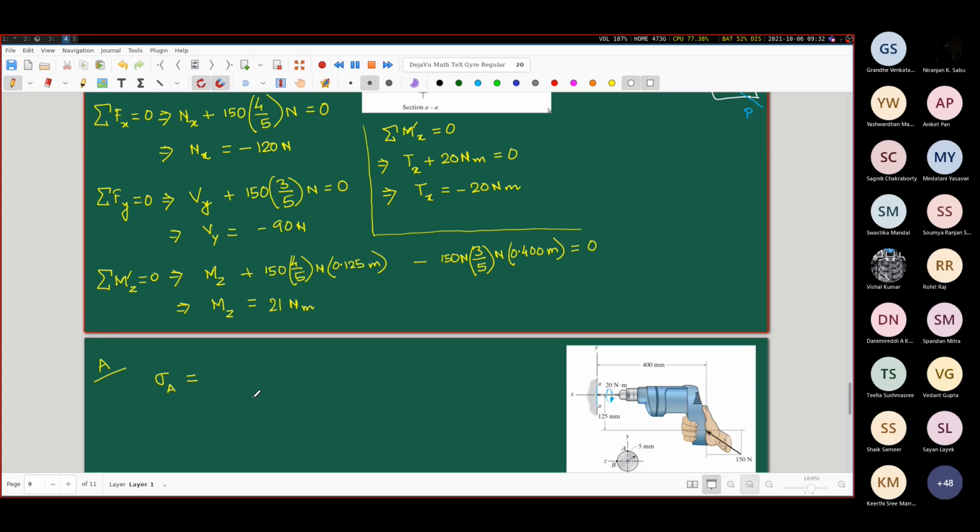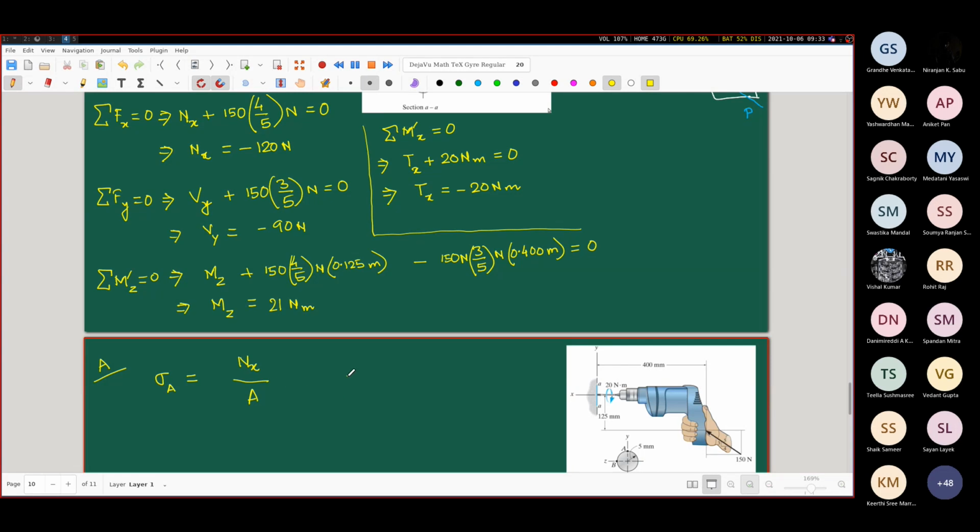Forget about the sign, just tell me the things which are the source of the stresses. We'll put the signs properly afterwards. Sir, NX, okay, NX and MZ. Nx divided by the area of the cross section. Area of the cross section is very easy to understand.